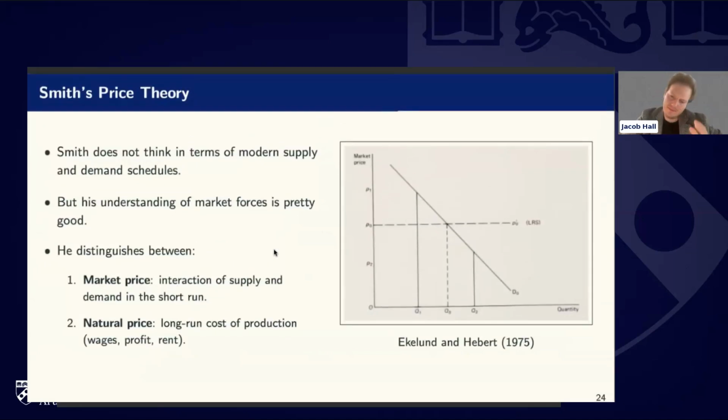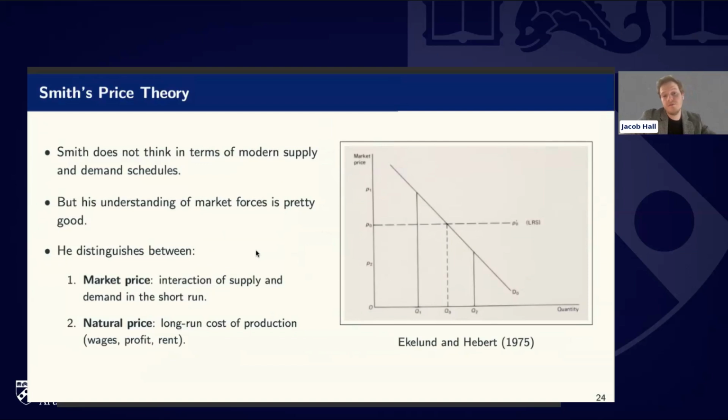Okay, so when we think about the invisible hand, we then immediately, in our micro econ class, think about price theory and the workings of supply and demand. Smith does not really think in terms of modern supply and demand schedules, right? Like the question of, well, if the price was $10, how many would you buy versus how many would you buy if it was $5?